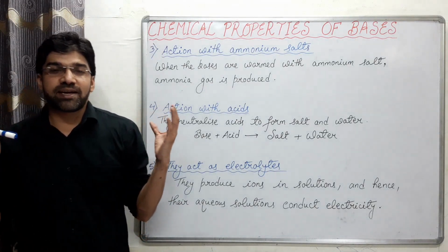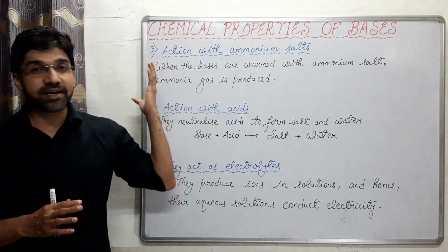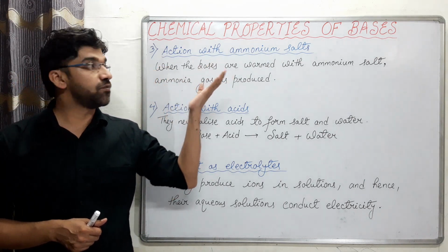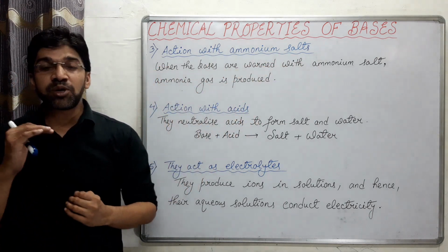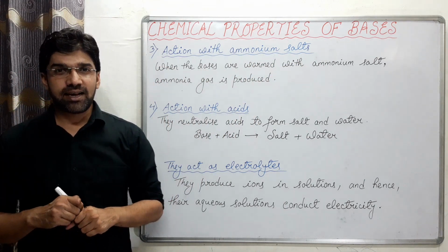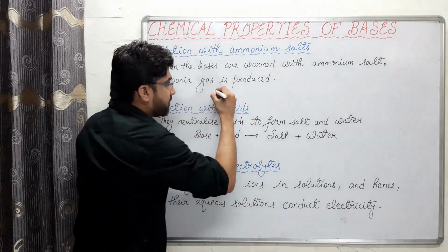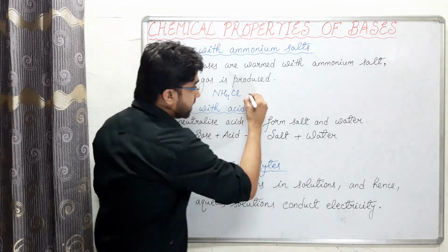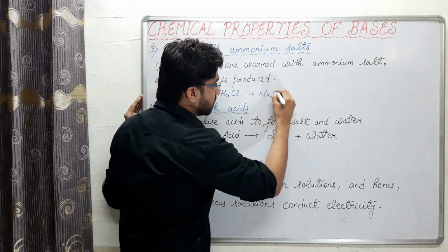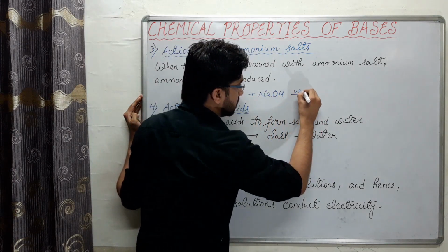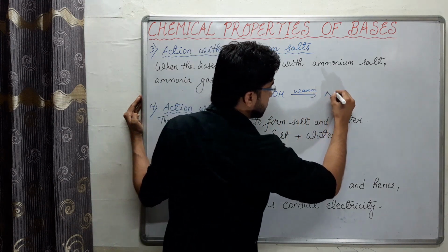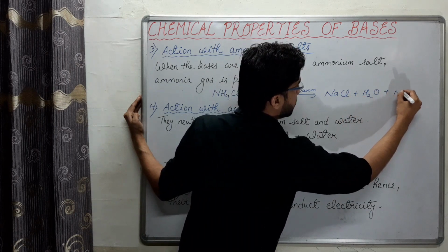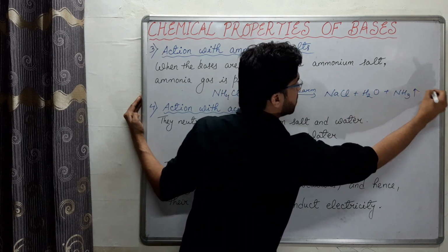Now let's see some more chemical properties of bases. Third property, action with ammonium salts. When the bases are warmed with the ammonium salt, then ammonia gas is produced. Let's see an example. Suppose we have ammonium chloride. What will be the formula? NH4Cl. When it is warmed with NaOH, we have formation of salt. Which salt? NaCl plus water, and ammonia gas is evolved.